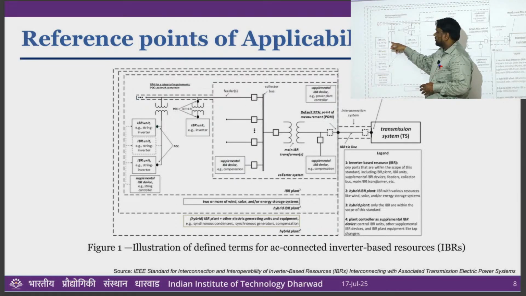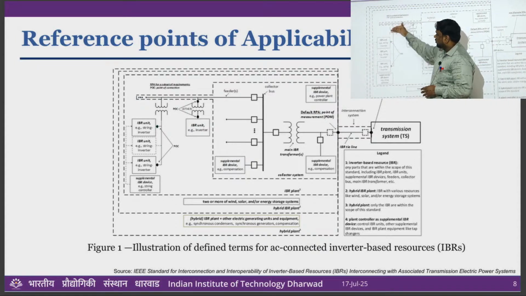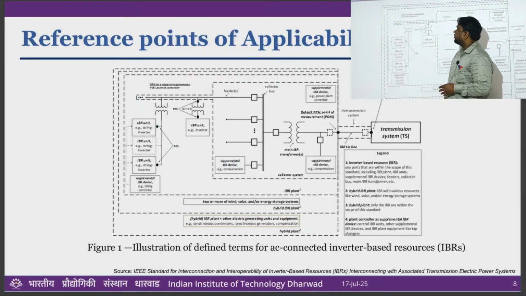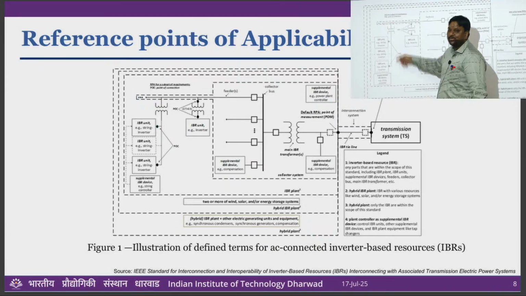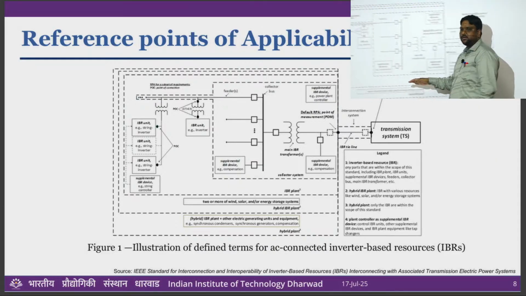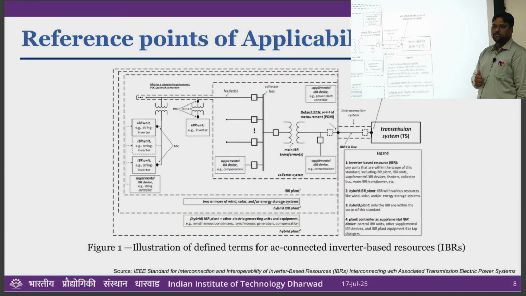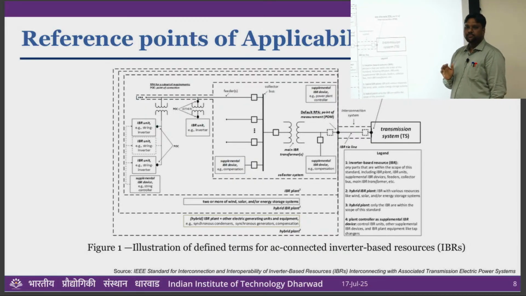Okay, maybe if it is a string or central inverter, the point where it connects to the low voltage side of the inverter transformer is called the point of connection. Okay, so there can be multiple points of connection for a plant, but the point of interconnection should be one. Are you getting it? Any questions so far?